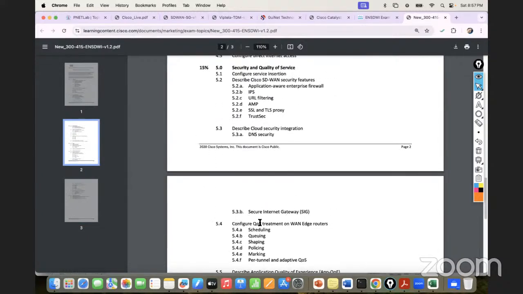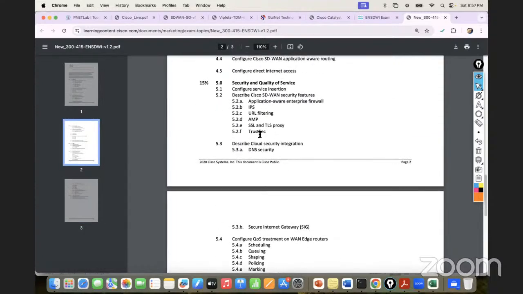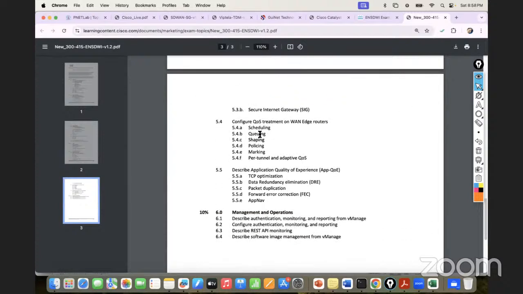Some is the configuration. Just one thing is the configuration, the QoS, and second is the service insertion. Rest is definitely we'll do the lab for this one also, firewall as well. But you just have to understand about the theoretical part.